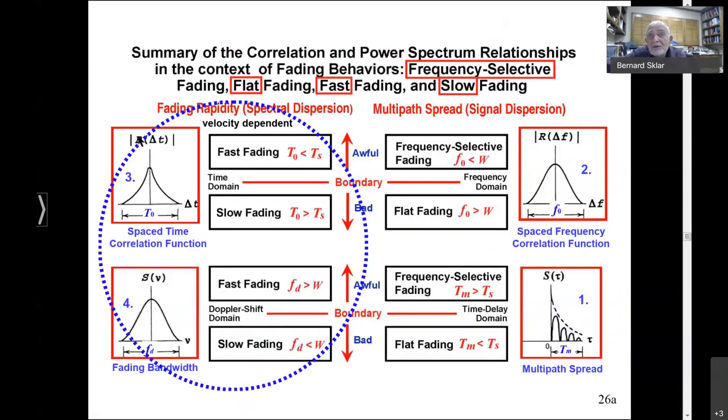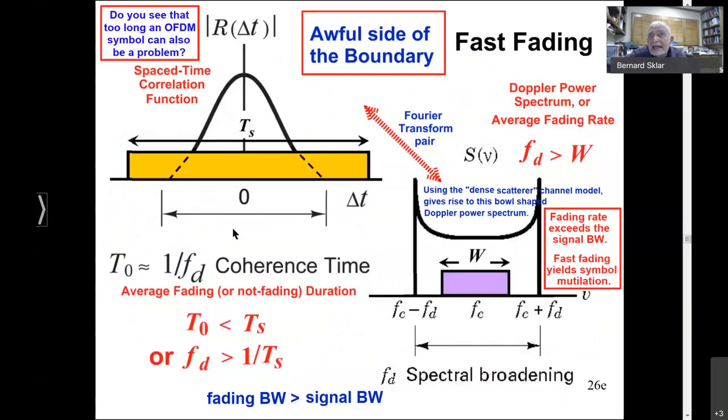And so when you move over to this side, remember, this is where you're looking at the fading rapidity. Something's changing. The rate is changing. So it's going to be either fast fading or slow fading. And again, if you take a look at the awful side of the boundary, fast fading, it turns out that's where the symbol time is greater than the coherence time. And I can see this is a Fourier transform pair.